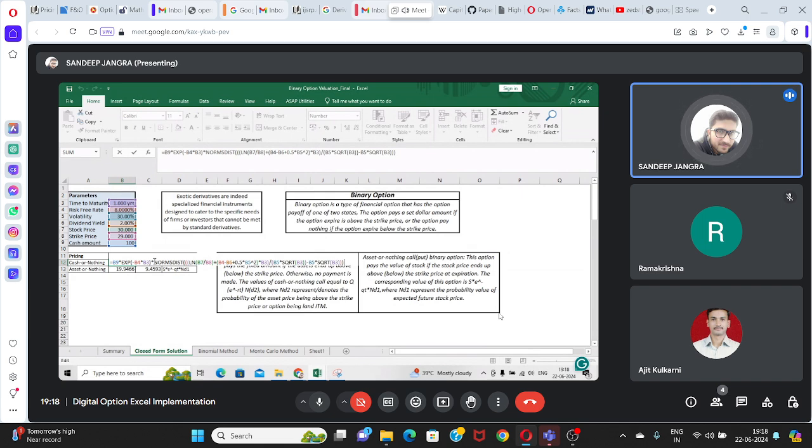Now the next part is important. Here we have to calculate N(d2). This is the formula where we calculate the probability by the normal distribution: ln of the stock price divided by the strike price, plus B4, which represents the risk-free rate, minus B6, which represents our dividend yield, plus half of B5, which represents our variance.